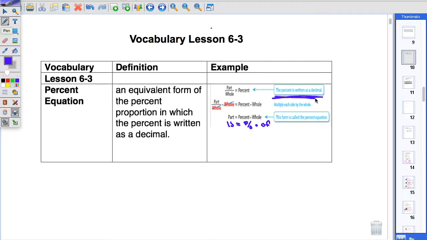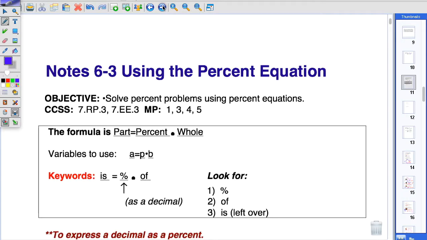This is the percent proportion from the previous lesson, and we can solve it by multiplying both sides by your whole, and you can see they cancel out, so then we're left with the part is equal to your percent times the whole. Your percent is a decimal, so this here is your percent equation. The part is equal to your percent times the whole, and your percent is written as a decimal.